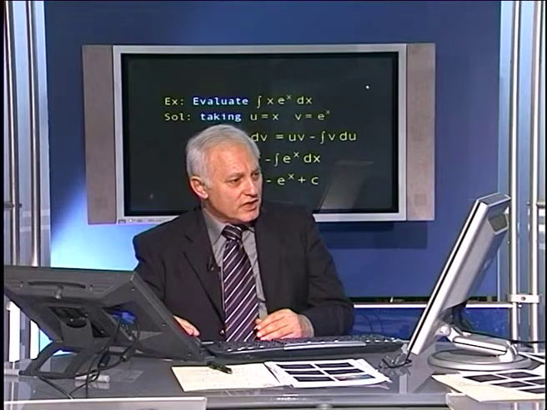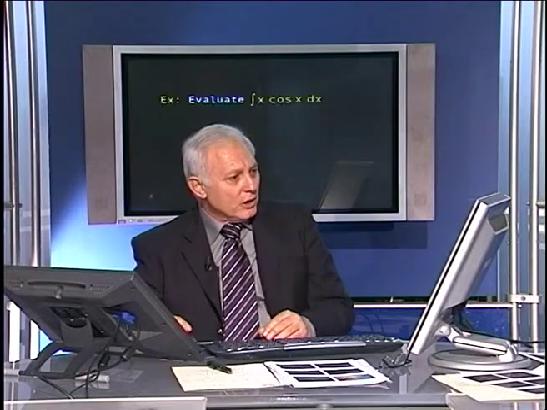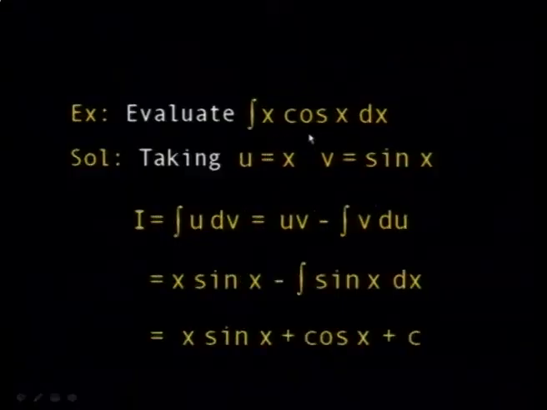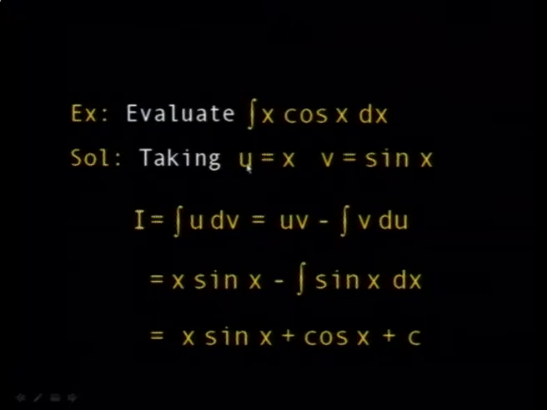So we'll see another one. Now here, x times cosine x. So you take, for example, u is equal to x, and v is equal to sine x. Now, what is the integral of u dv? The integral of u dv is equal to u, which is x, times dv, d sine x, which is cosine x dx. So actually, u dv is the integral that you started with.